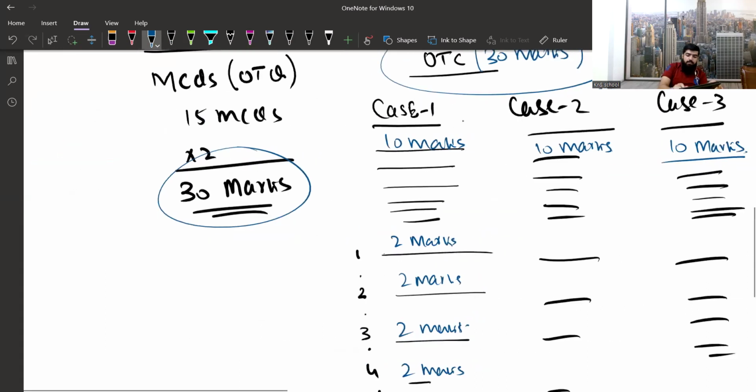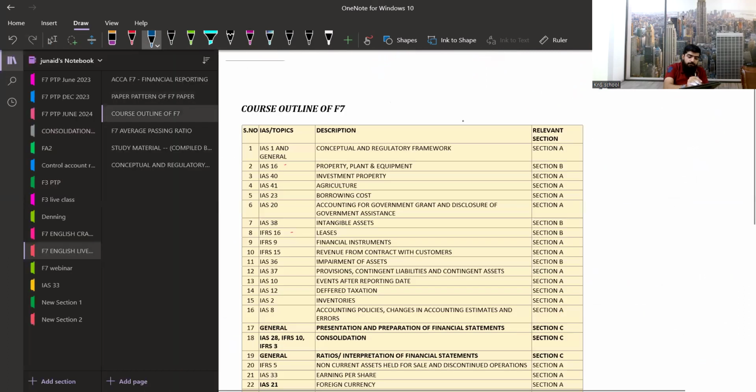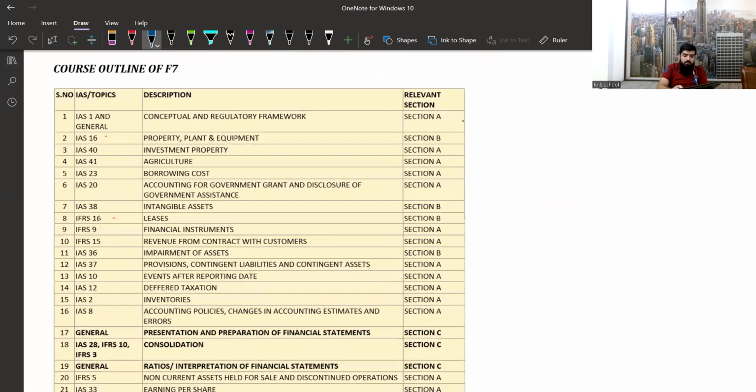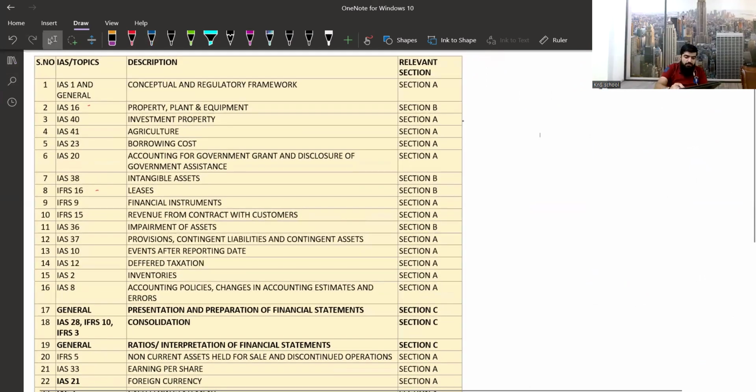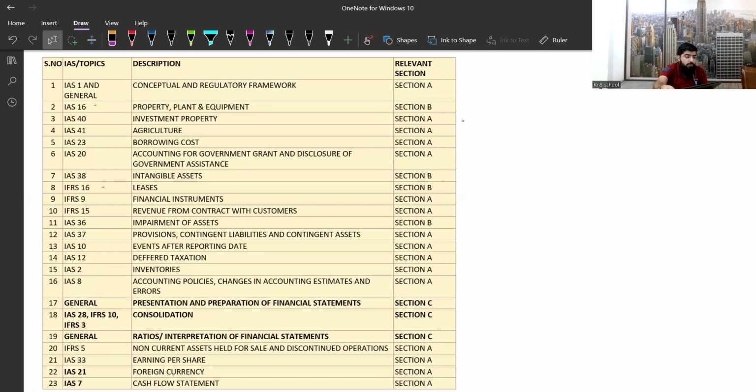Now, let's move on. This is the course outline. You can take a snapshot or picture of this one. I have already given you a detailed analysis of what will be tested and how. Now let's move on to the course outline, and you can view it. There are definitely a few topics that you must have studied in your previous studies, like in your financial accounting paper or in your F3 paper.